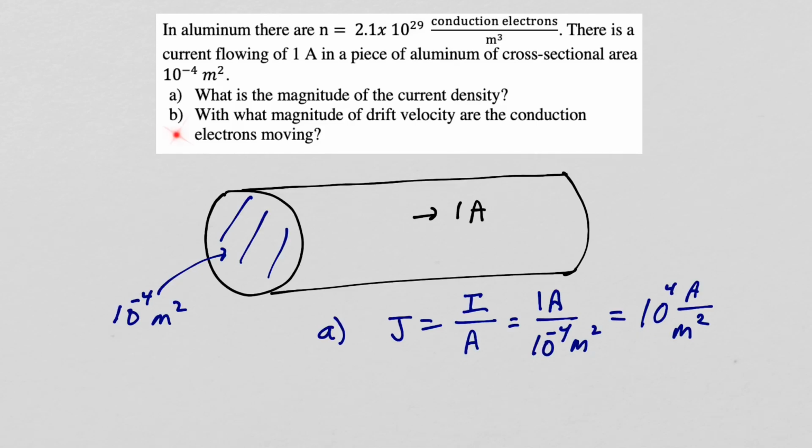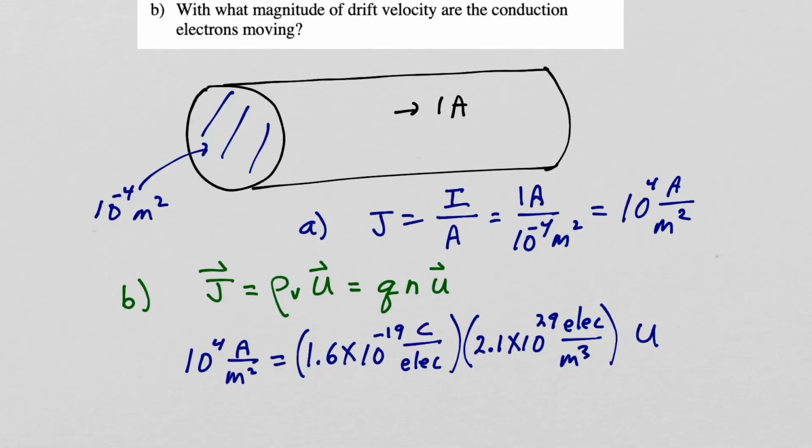In part B, we're asked to find the drift velocity of the conduction electrons for this current flowing of 1 amp, or this current density of 10 to the 4th amps per meter squared. We know that the current density is equal to the volume charge density of the conduction electrons times the velocity with which those electrons are drifting. And the volume charge density of the conduction electrons is the charge per electron times the number of electrons per unit volume. You're just asked to find the magnitude of the drift velocity.